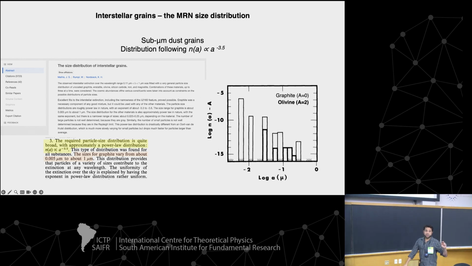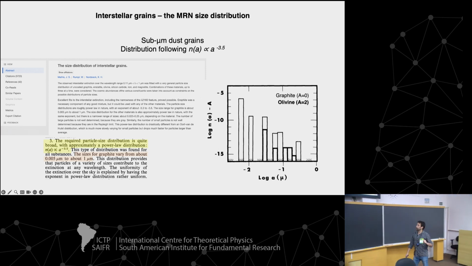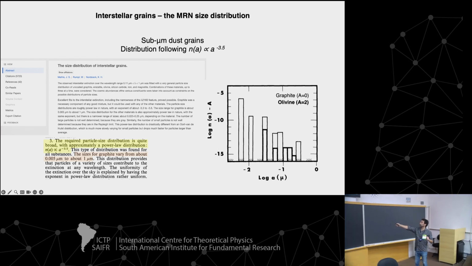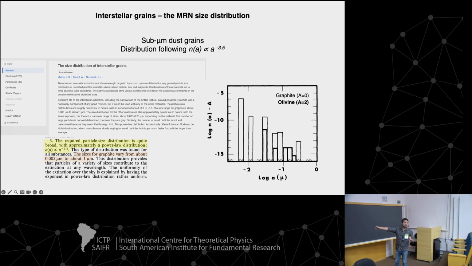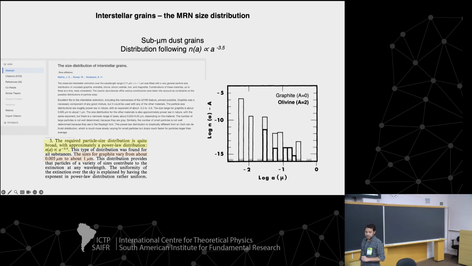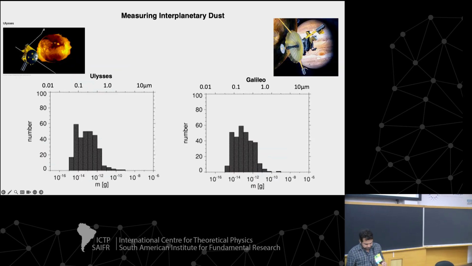So there are two things that we get from this. First is this power law decay, right? So there are a lot of small grains and not so many of the bigger grains. But even when you talk about the bigger grains, this is in micrometers, we're talking about sub-micrometer size grains. So these are the grains that you start with.